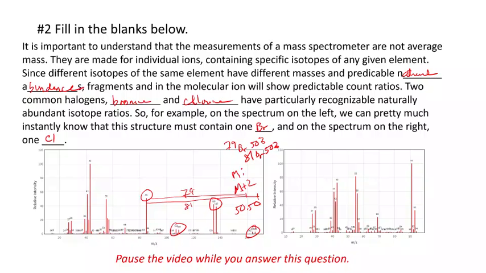Okay, likewise for chlorine, we see this 3-to-1 ratio, and that's because chlorine is 75% Cl35 and 25% Cl37. And so we also should be able to see a peak that's 35 less than the smaller of these and 37 less than the other one. And that in this case would be 56, and indeed we see that 56.